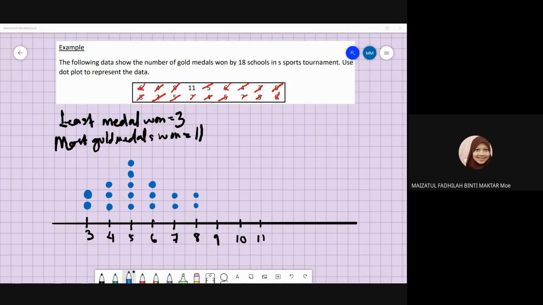Okay, but you can see from the data we do not have the information about 9 gold or 10 gold, so you just leave it, and the next one is at 11. Then you just plot on the 11 values. Right, so already done the data given. But don't forget to write the title above here.